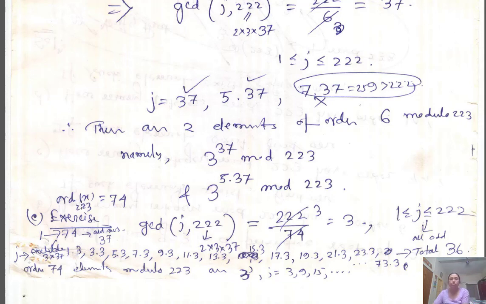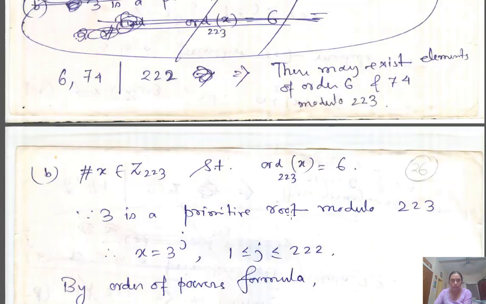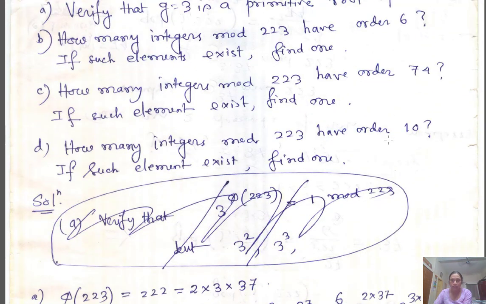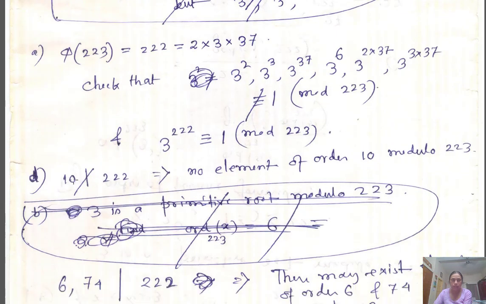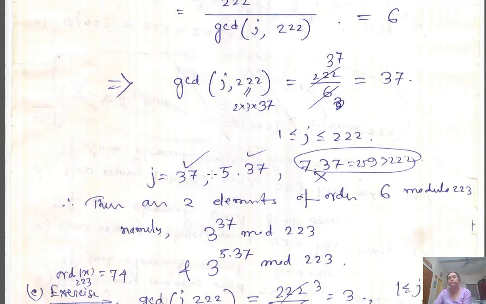Order of x modulo 223 equal to 74, how many can you find? I found a total of 36 elements for question C. And for question D, order 10 means it does not exist. Okay, so let us stop.